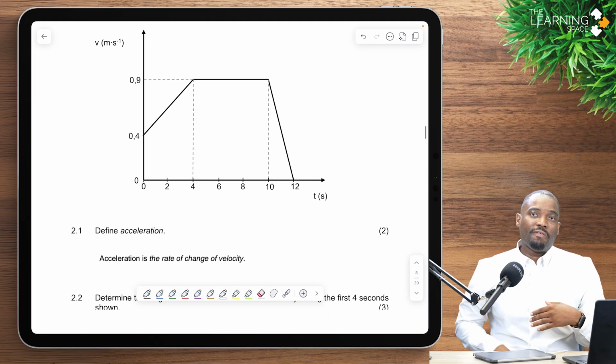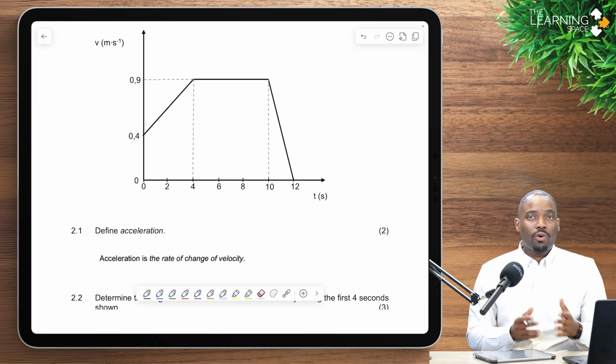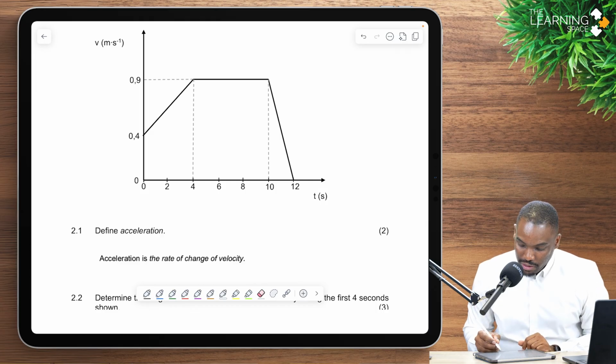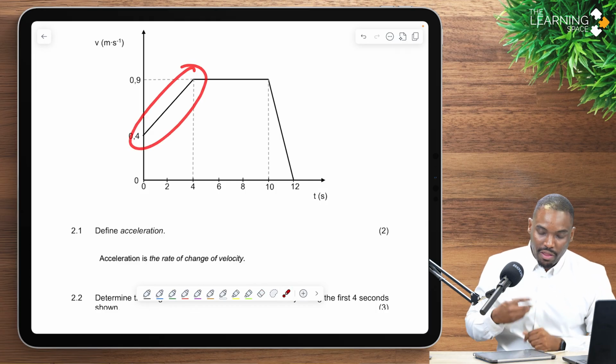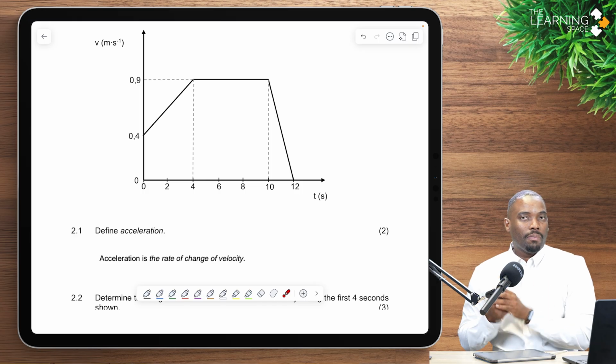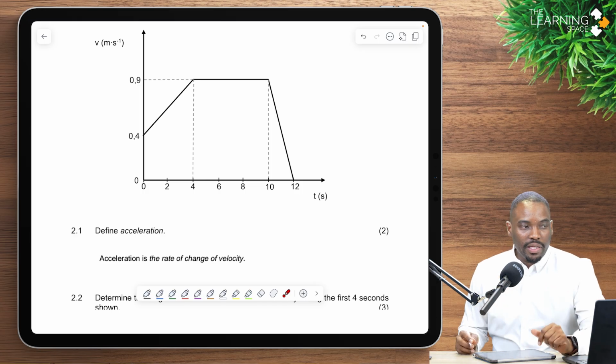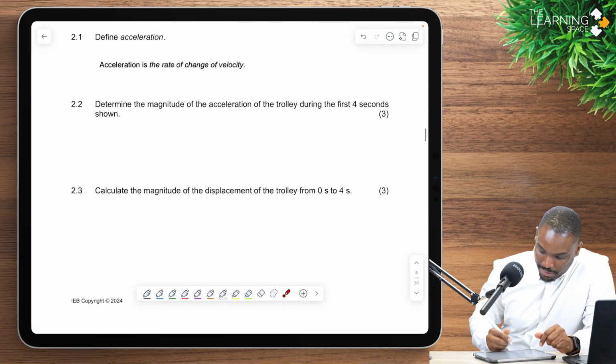Now remember, to find the acceleration from a VT graph, we find the gradient of that part of the graph. So if we can find the gradient for this part of the graph here, that will give us the acceleration, and then we can jump in and get our answer. Super simple, super easy. Let's work that out quickly together.